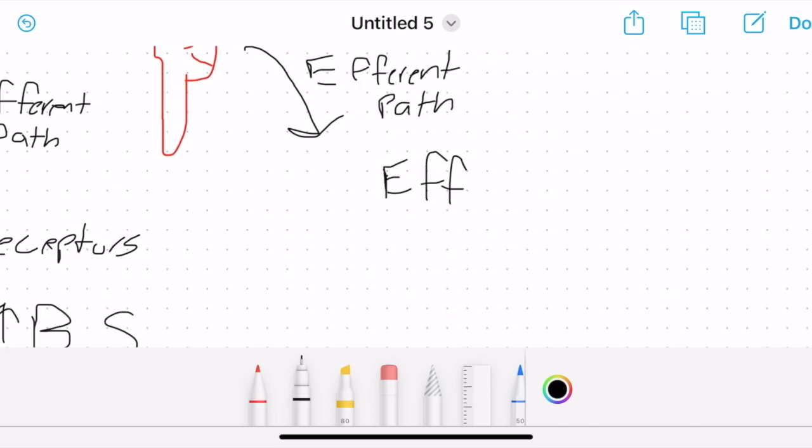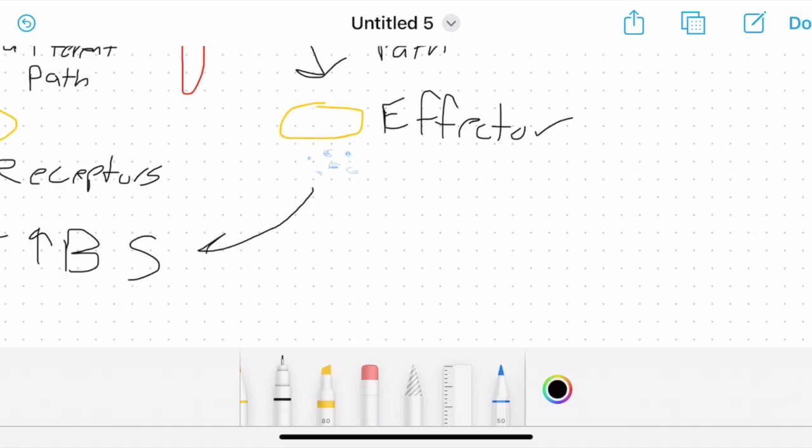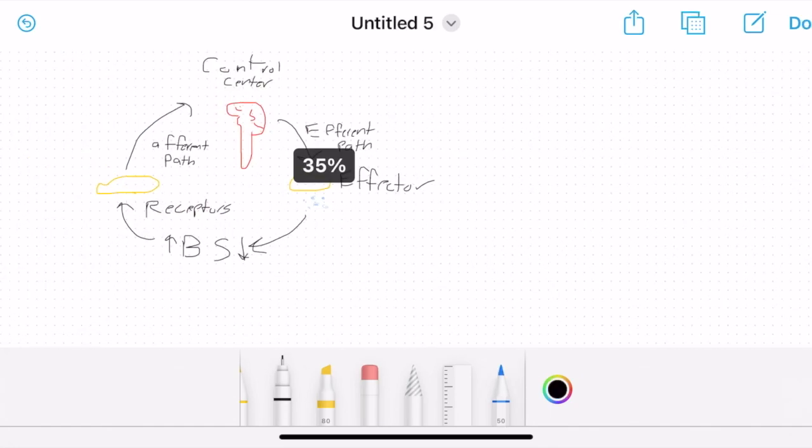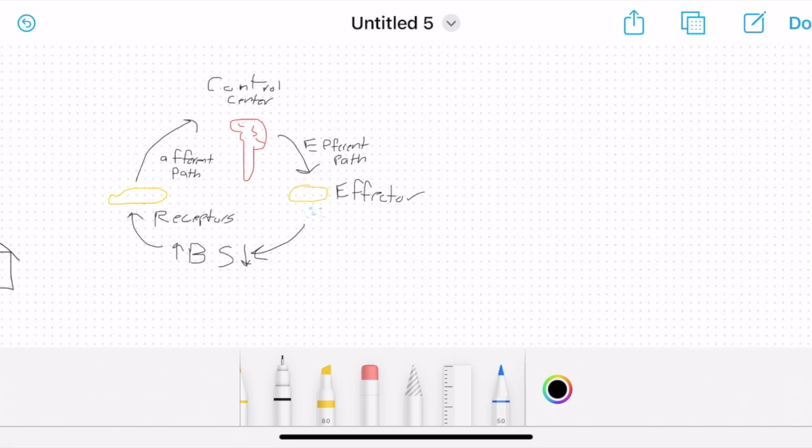To understand this process better, let's explore the components of the reflex control pathway. It starts with a stimulus, like the high blood sugar. This triggers receptors, such as those in the pancreas, to send signals via sensory neurons that make up the afferent pathway to the control center, often the brain or the spinal cord. The control center then signals through neurons that make up the efferent pathway to the effectors, which have the means to correct the change from the stimuli.